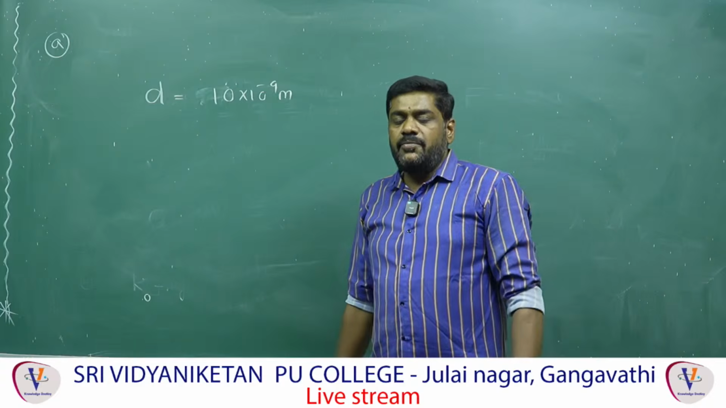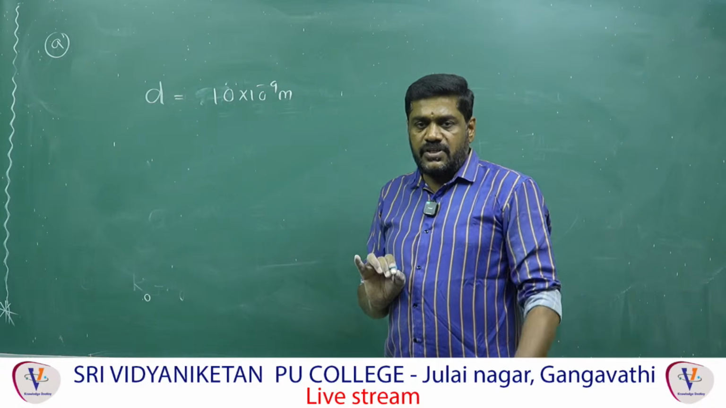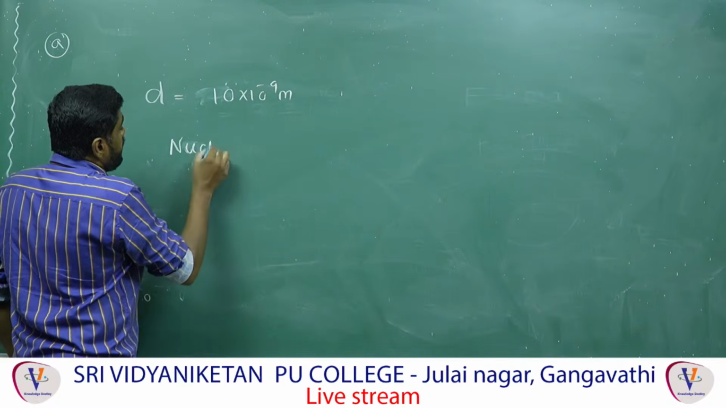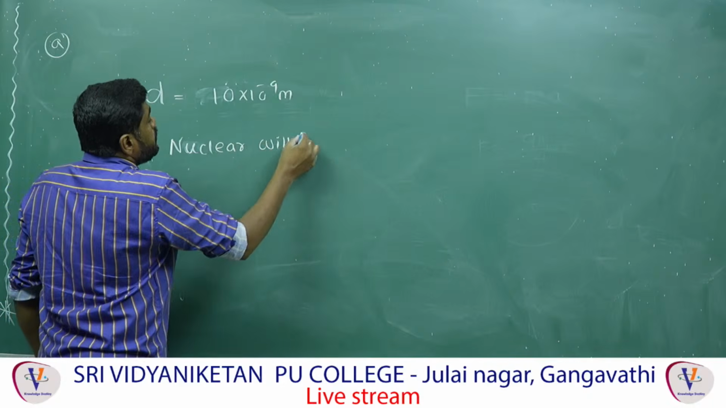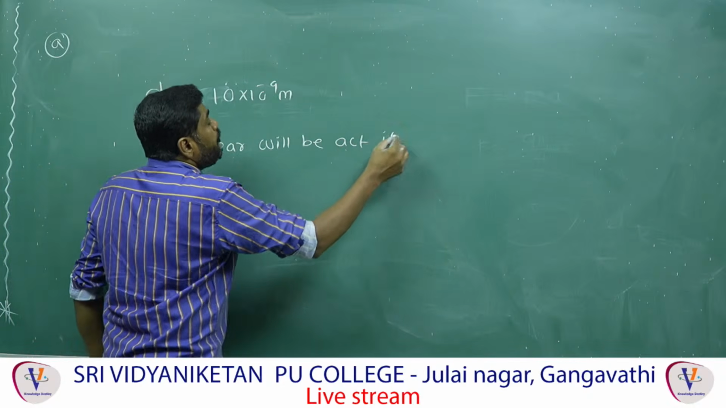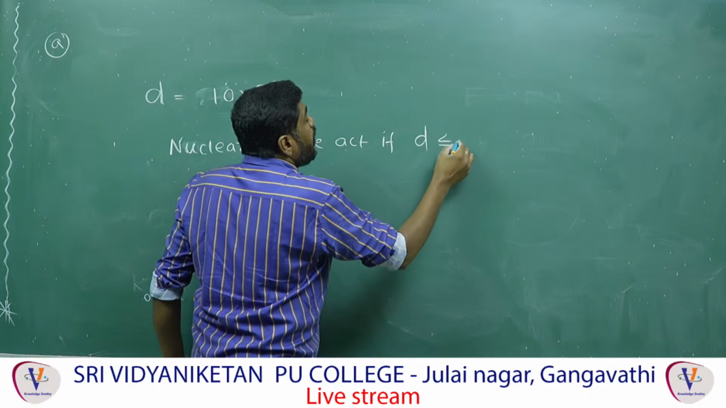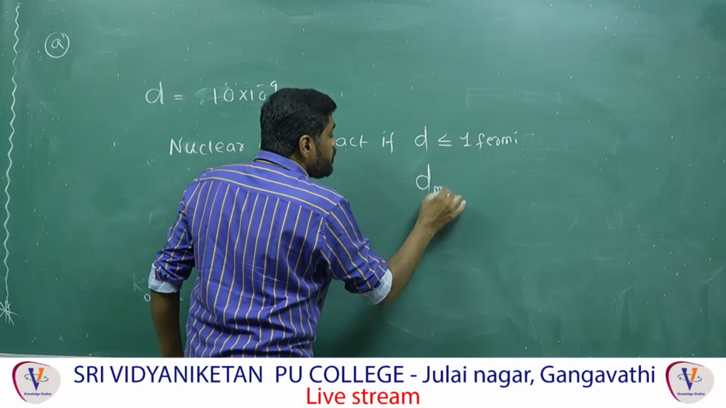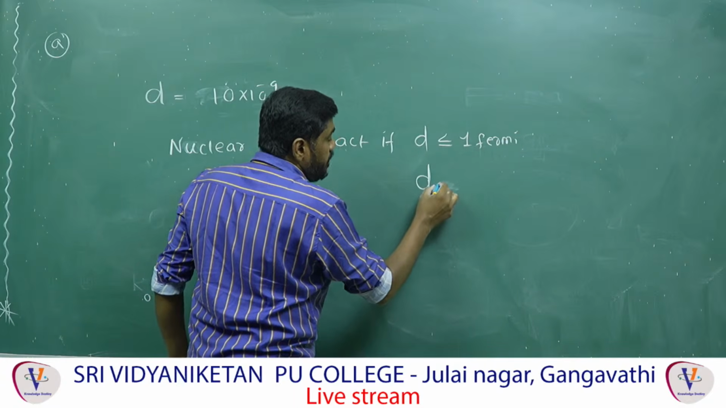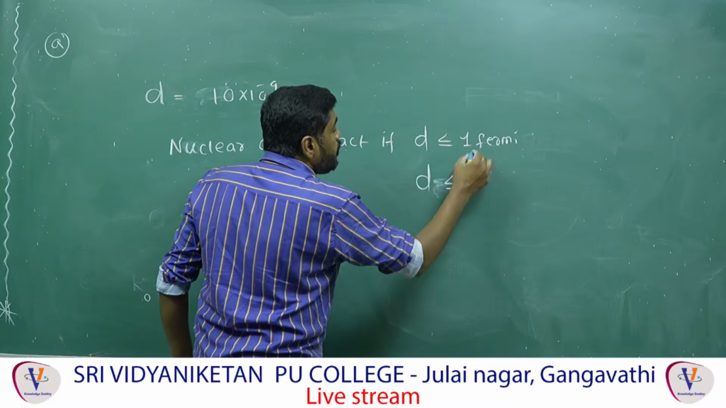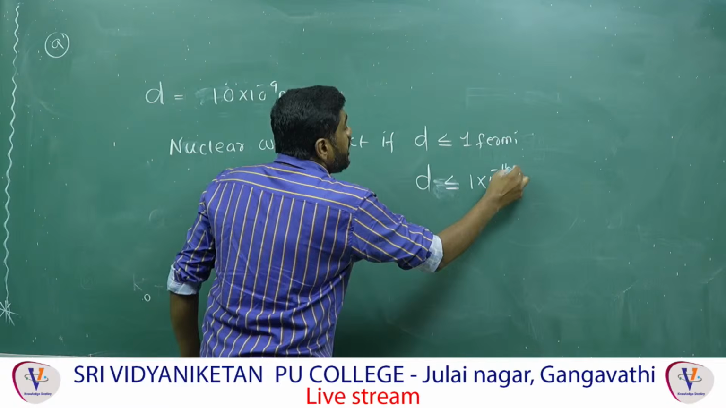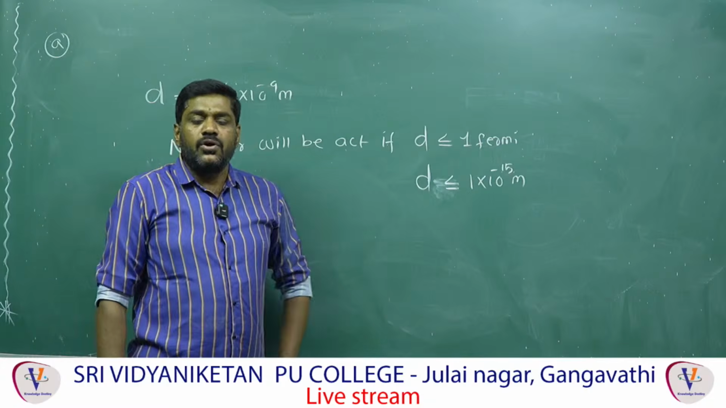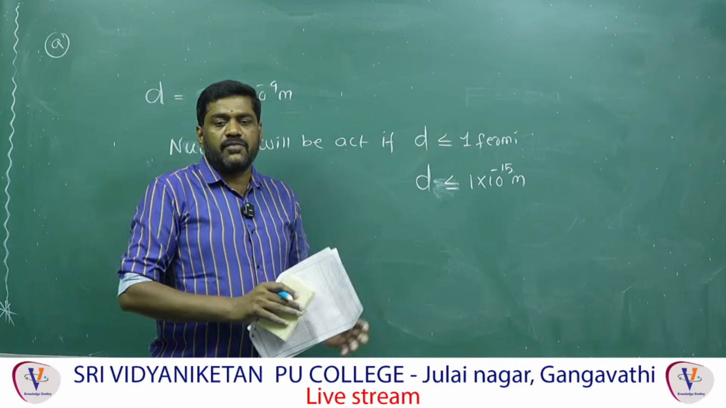Generally, the nuclear force will act only if the distance d is less than or equal to 1 fermi. This is the condition. That means the distance must be less than or equal to 1 into 10 power minus 15 meter. If the given distance is more than this value, there is no nuclear force. Only the electrostatic force will be active.